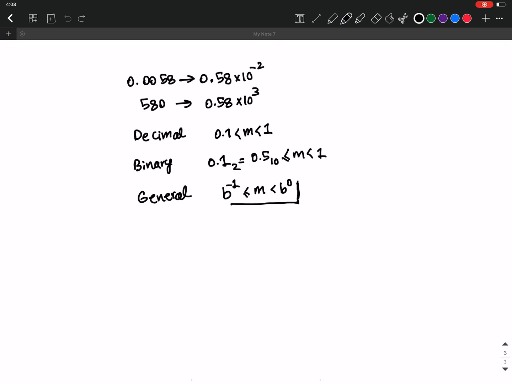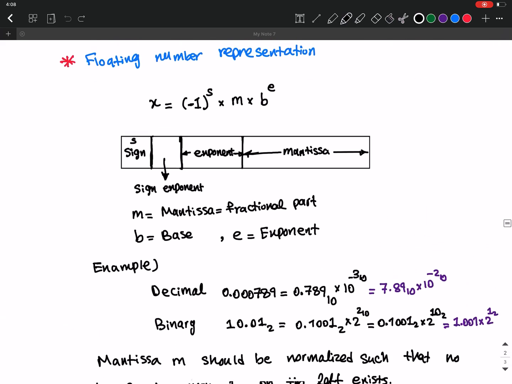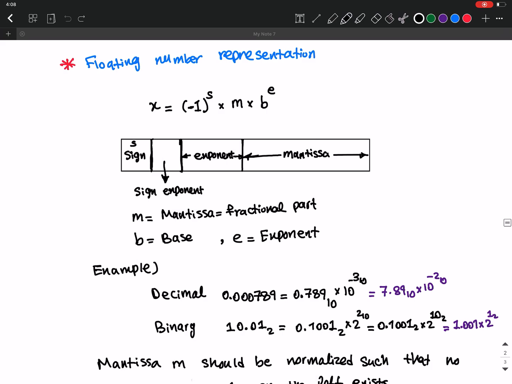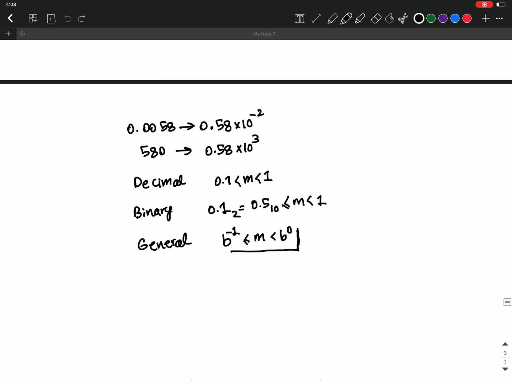Okay, so now I want to solve one example of this Mantissa. So you see how we can find these kinds of floating number representations in computers and how they are formed. So let's solve a quick example here.